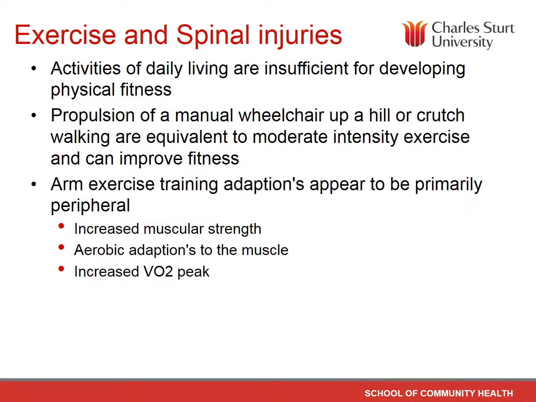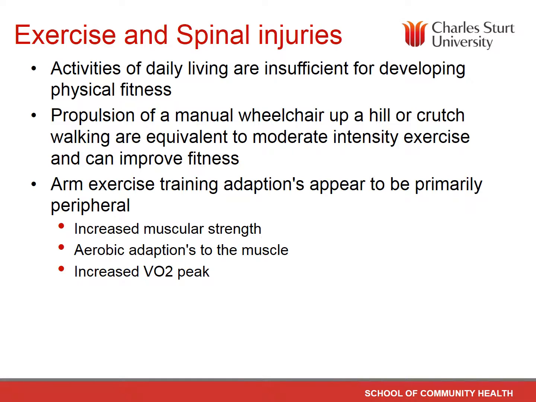Aerobic adaptations to the muscle. So if we consider some of those adaptations that are not so central, but they're occurring at the muscle fiber, so we'll see increased nitric oxide synthase in the arterioles at the muscle fiber. We'll then see increased number of capillaries at the skeletal muscle fibers within the arm, the trained arm. We'll then also see increased myoglobin stores. We'll see increased size of mitochondria and increased number of oxidative enzymes. So they're all sort of the peripheral adaptations that are occurring at the muscle. And these will result in an increased VO2 peak.